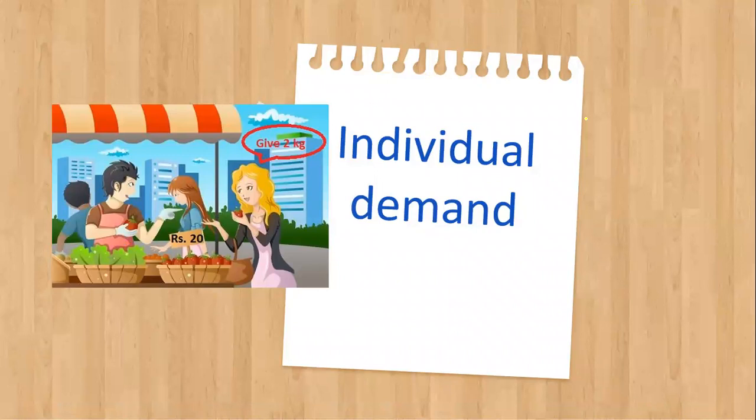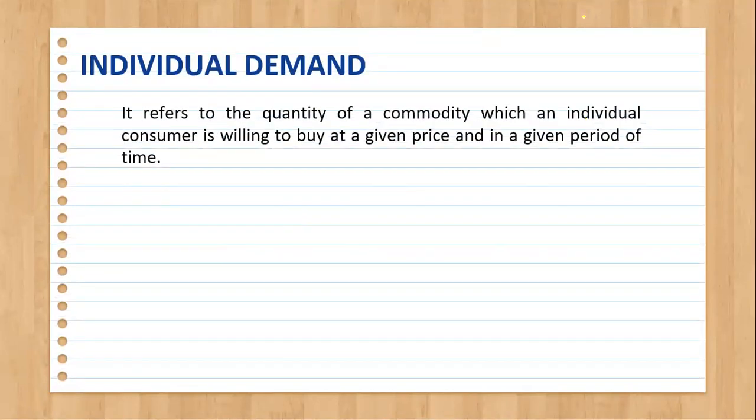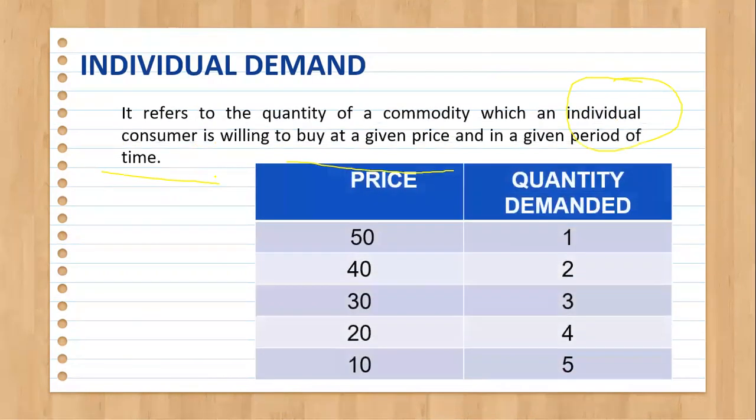The next question is individual demand, which means the demand of one individual consumer. It refers to the quantity which one individual is willing to buy at a given price in a given period of time. And we talk about the schedule. Now in microeconomics, you'll find n number of schedules, right? So you can observe the schedule is between price and quantity demanded. These are the two different variables. At different price levels, you have different quantity demanded.